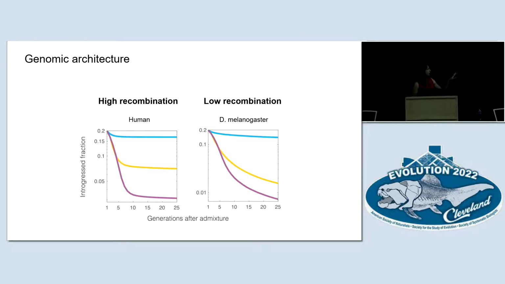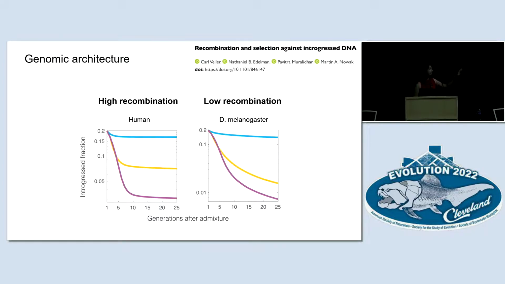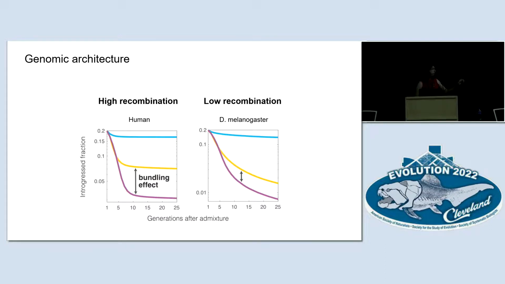Now, if you look across these two cases, you can see that in the low recombination species, the purging of introgressed ancestry is more rapid and more profound than in the high recombination species. And this is a previously characterized effect that we've tried to dive into more in some related work. But the effect I'd like to draw to your attention now is that the bundling effect seems to be much stronger in the high recombination than in the low recombination species.